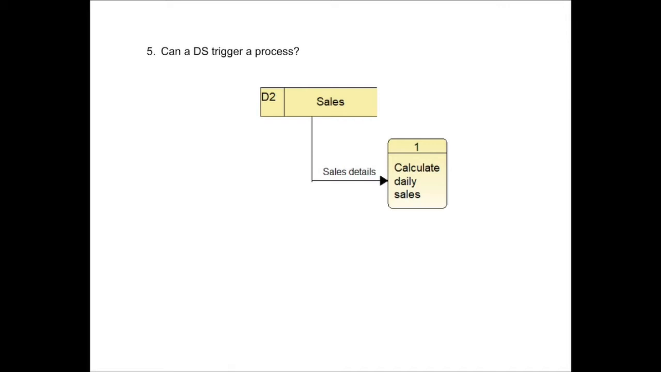This question is discussed quite frequently. It's puzzling to students. Can a data store trigger a process? Well, look at this diagram. It looks like this is the trigger because there's a flow from the data store to the process, right?